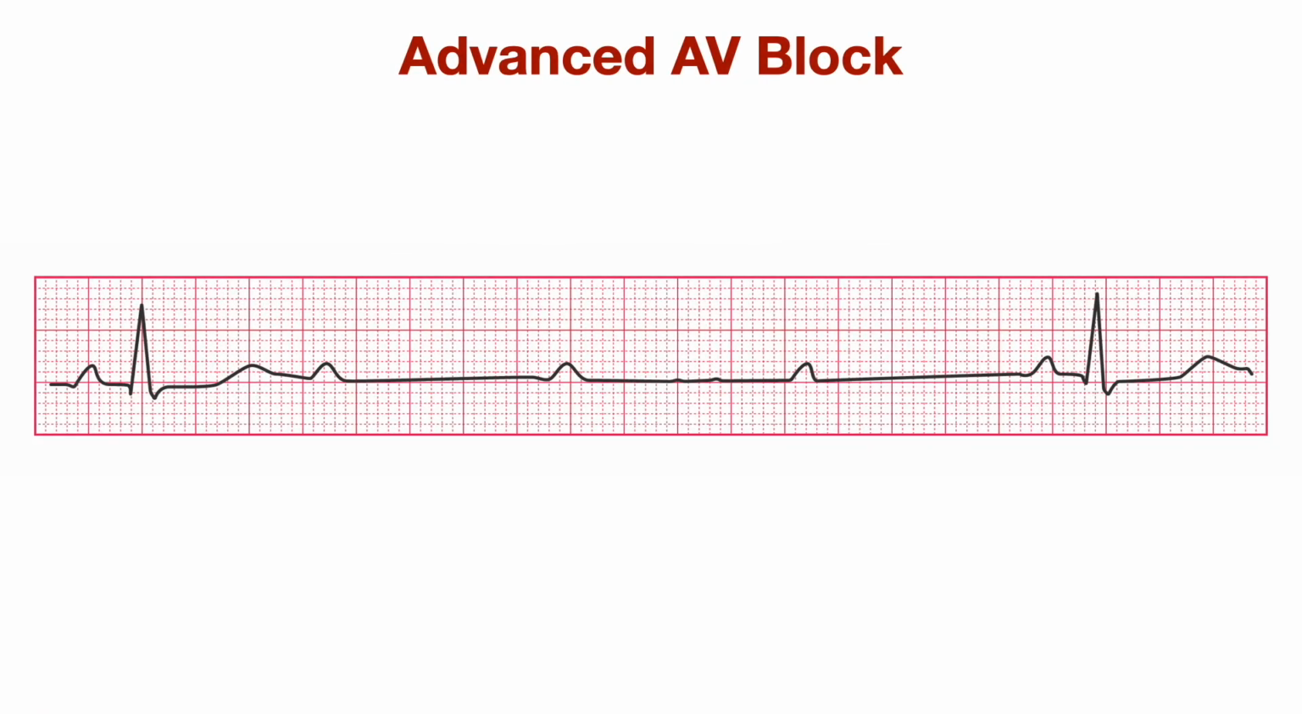Advanced second-degree AV block includes 3-to-1, 4-to-1, or higher blocks. There are many more P waves than QRS complexes. In this ECG, there are 3 sequentially blocked P waves so that there is a block ratio of 4-to-1, 4 Ps to 1 QRS. Advanced AV block cannot be classified as Wenckebach or Mobitz type 2 block.